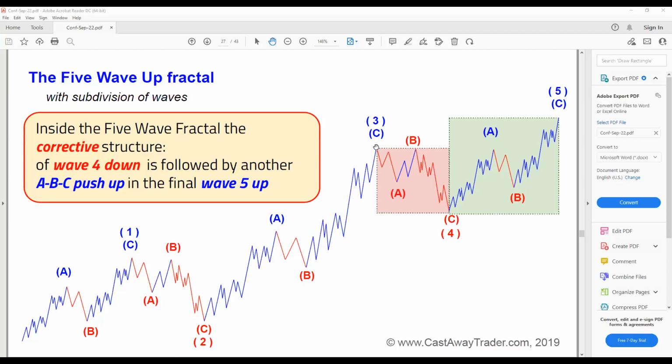And I am a trader. I am not an analyst. I want to make money on my charts. And I want to be able to set a protective stop. I want to be able to set a target. And in my opinion, this is why the Harmonic Elliott Wave theory is a much better tool than the classic Elliott Wave theory, because it provides you with great working tools.